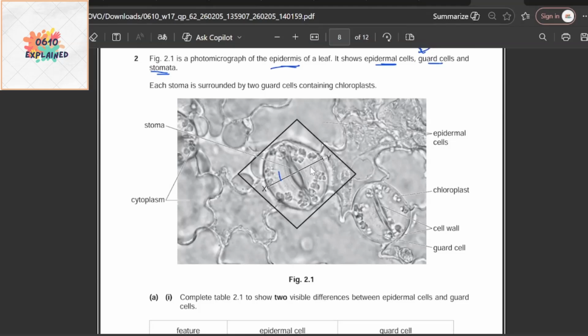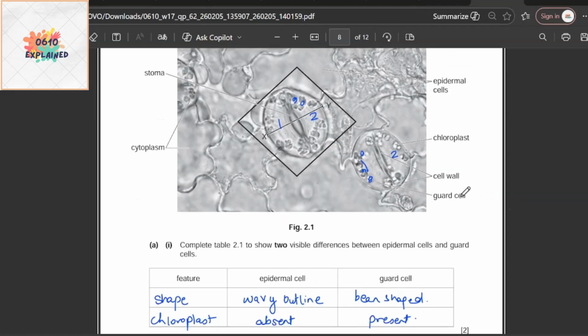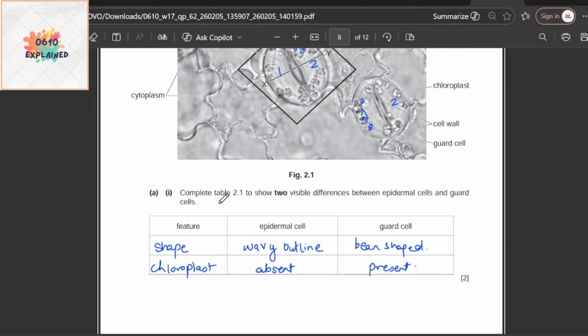So we have 1 and 2, again 1 and 2. So they are surrounded by two guard cells which contain chloroplast. You can see the chloroplast over here in the diagram. Now, epidermal cells are labeled: chloroplast, cell wall, and the guard cells. Complete table 2.1 to show two visible differences between epidermal cells and the guard cells.